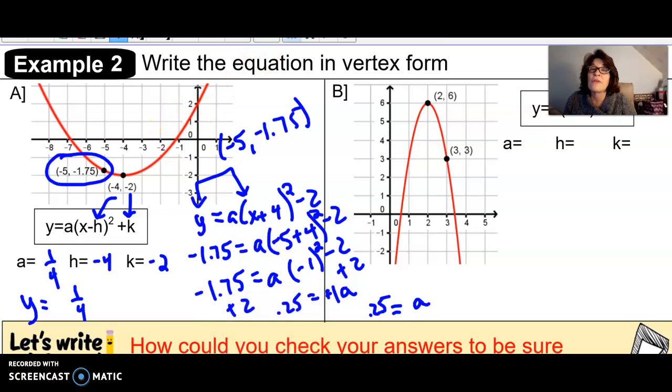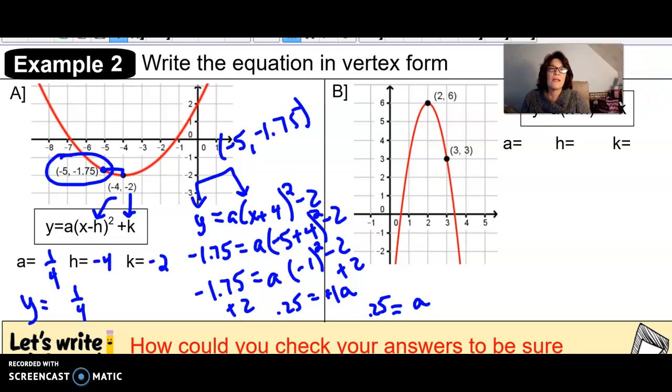The other thing you can do, guys, if that's confusing to you, look at where this point is compared to the vertex. I went up a quarter over 1, right? You had to realize that to get from -2 to -1.75, you went up 0.25. Okay, so that's where this comes from. All right, let's look at this one.